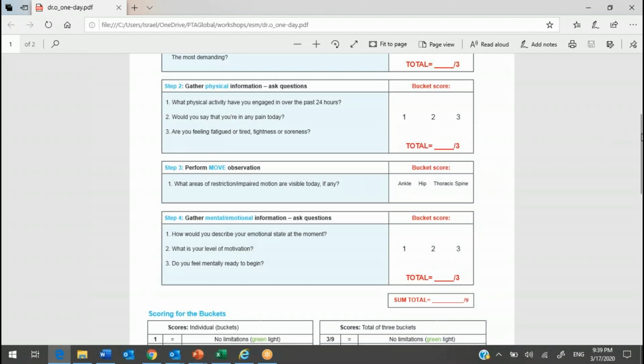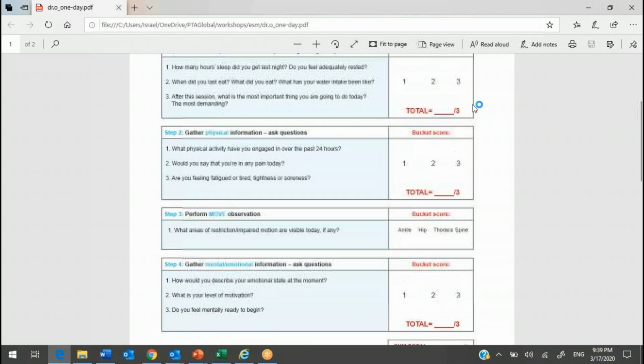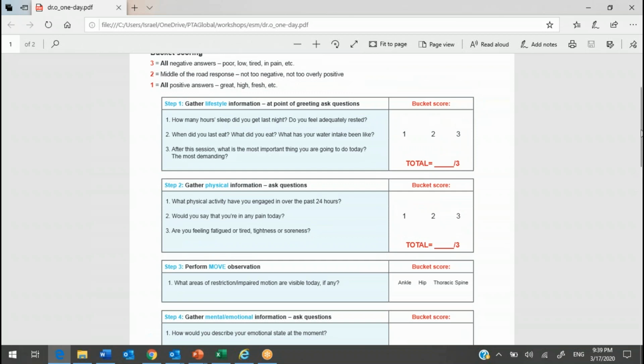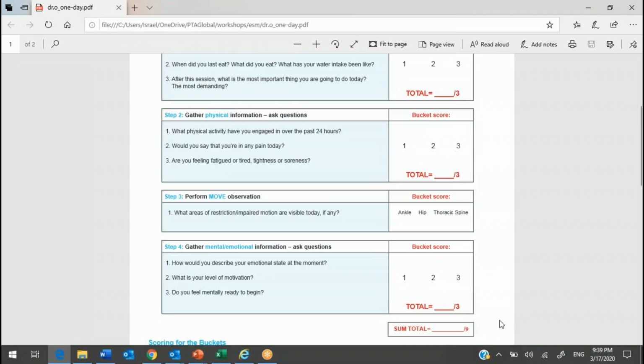So let's say on bucket number 1 they said, I'm a 2. Then on bucket number 2, I'm a 1. And then bucket number 3, which would be step 4, let's say they said 2 again. So now their total sum would be 5. Now we need to look at what that means and what that looks like.